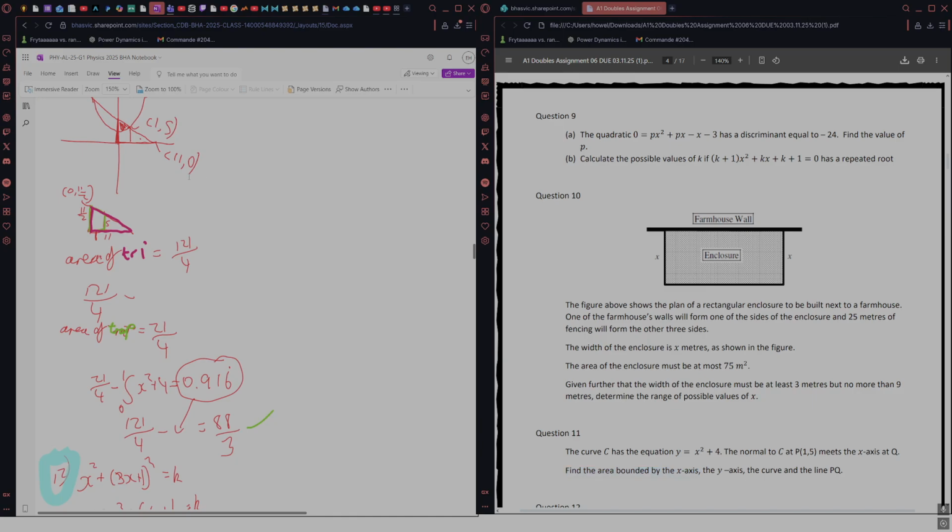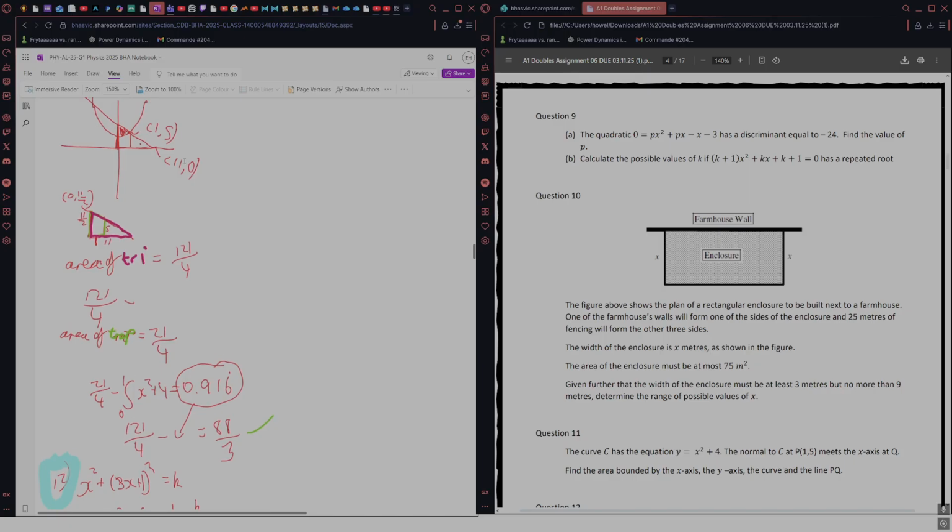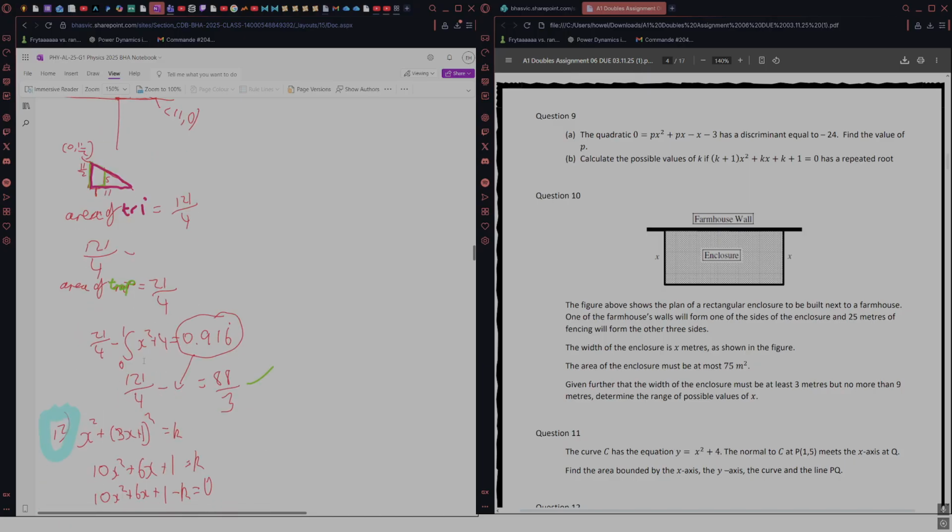Because it says it's bounded by the x-axis, which means it's above y equals 0, sorry, and also bounded by the y-axis, which just means it's not going to go further, and then it's also bounded by the line PQ, which means that it's just not going to go above that. And also the curve, which means it's not going to go above the curve, that's why we're taking away the shaded area. So it's literally just the triangle that I've drawn here, take away the area, which I've done, and you end up with 88/3.